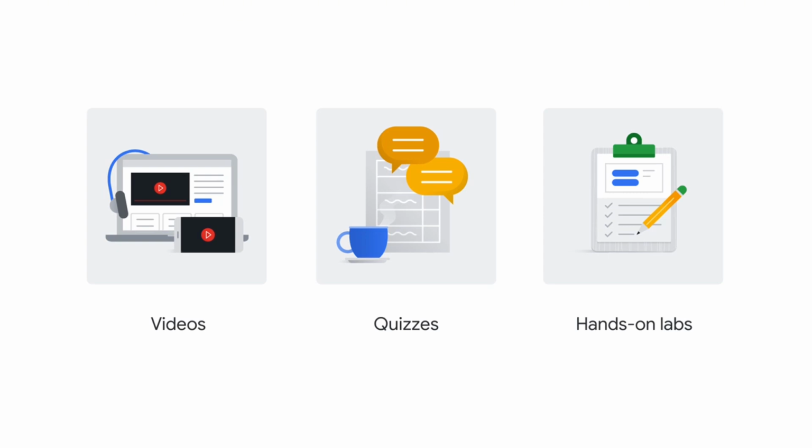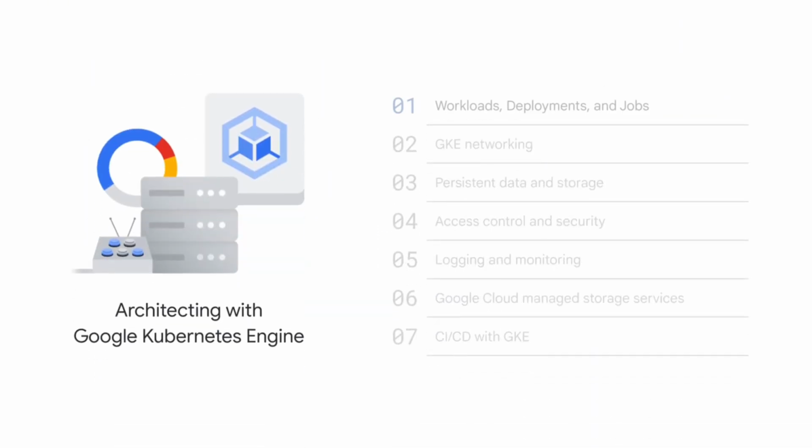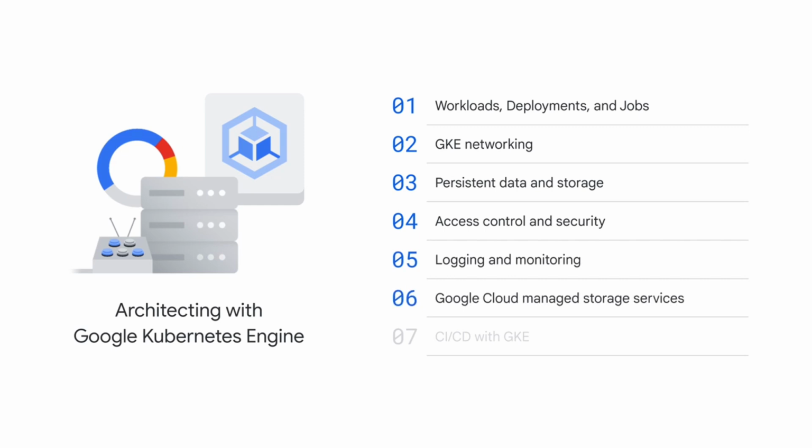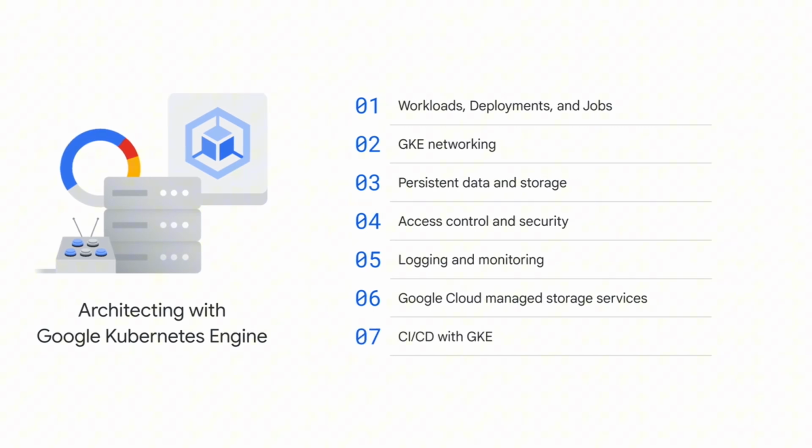containerized applications. You'll begin with an introduction to workloads, deployments, and jobs, then move on to learn about GKE networking, followed by persistent data and storage. You'll then explore access control and security, logging and monitoring, and Google Cloud Managed Storage services. Finally, before wrapping up, you'll learn how to use CI/CD with GKE.